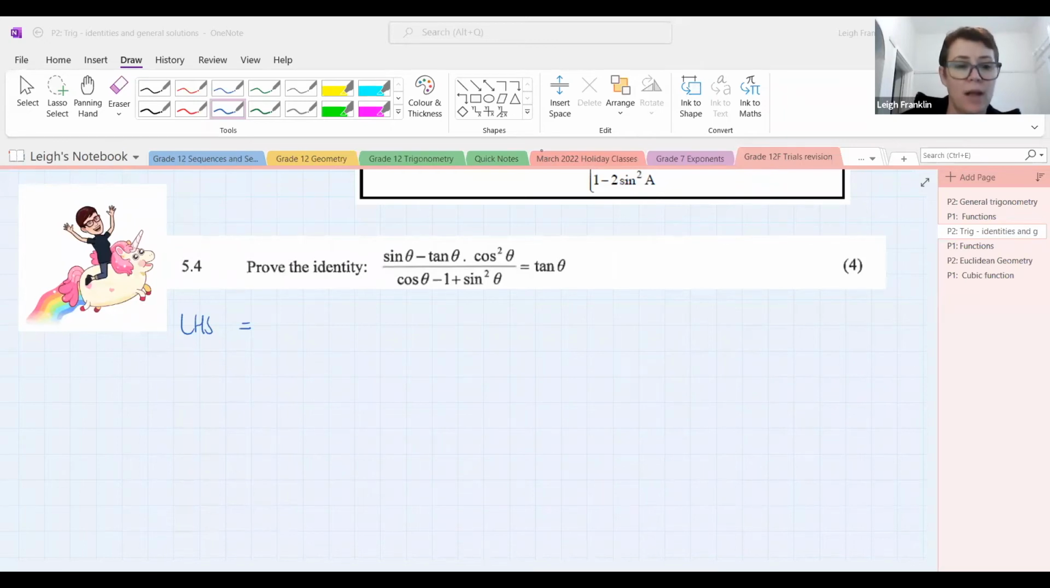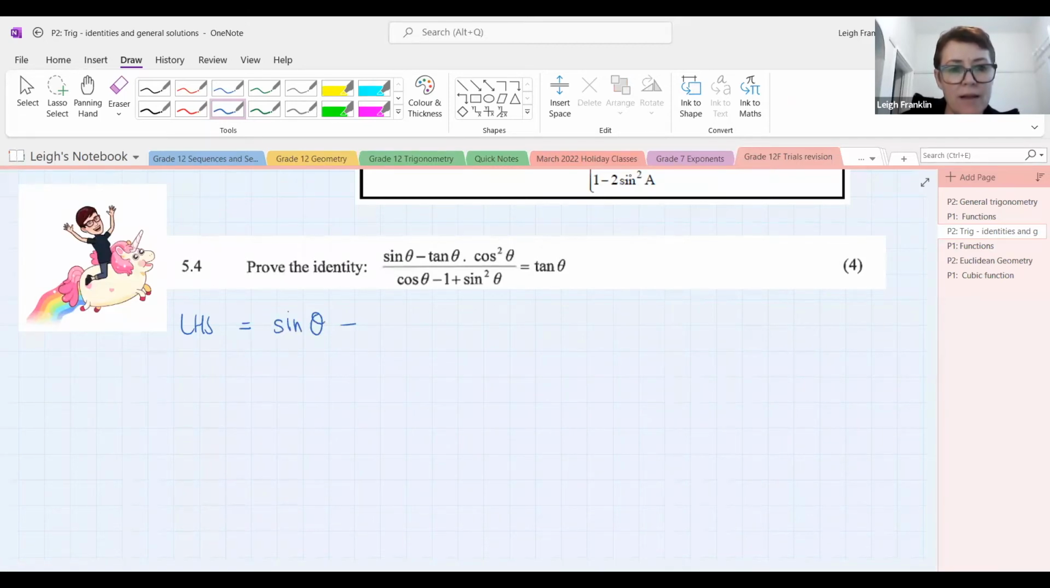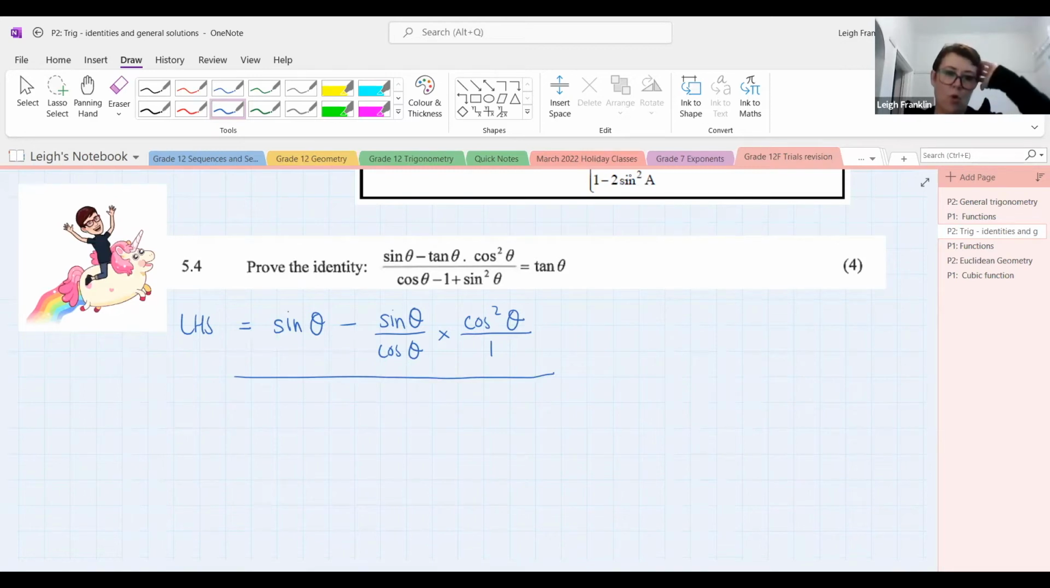Okay, cool. So Sasunda, absolutely right. I would have done the same thing. I'm going to write sine theta minus, and then over here, I'm going to write tan theta as sine theta over cos theta. And it really helps to write the cos squared theta, in my opinion, nicely in the numerator like that, so that you can see what's at the top and what's at the bottom, okay? Because we've got a fraction within a fraction here. Now we've got the divide line. And then again, at the bottom, we've got cos theta minus 1 plus sine squared theta.